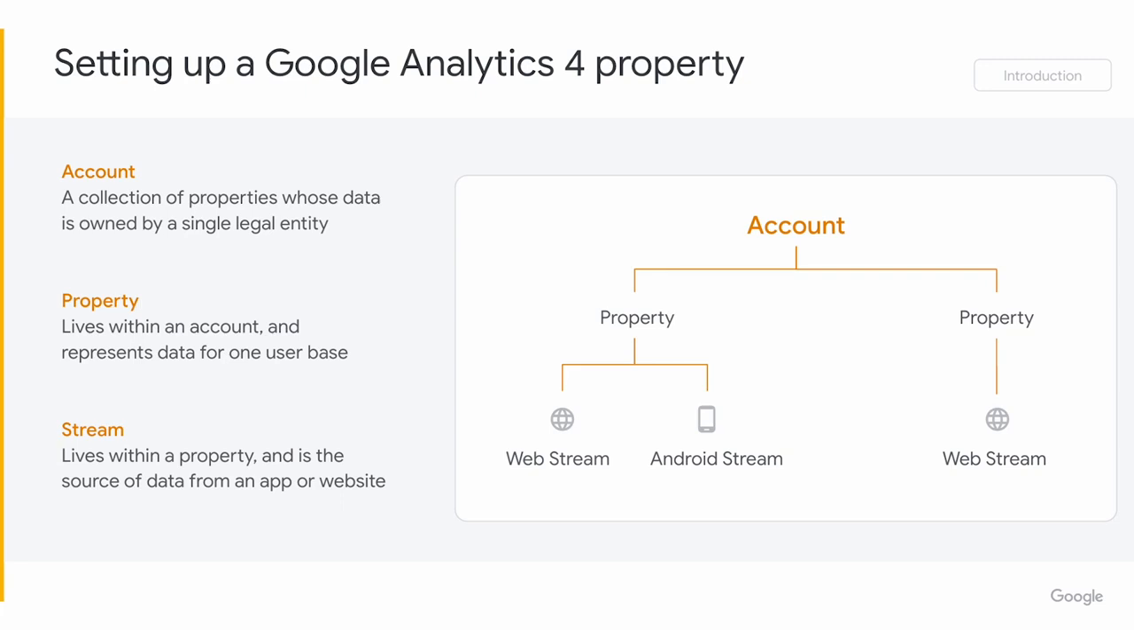Within that account, though, you want to create a Google Analytics 4 property. If you've used Universal Analytics in the past, this is essentially the next generation. Now, a property should typically represent an entire user base, as well as all their touch points across different platforms, because in the property is where you want to set up distinct data streams for each platform. Now, let's talk a little bit about what those are.